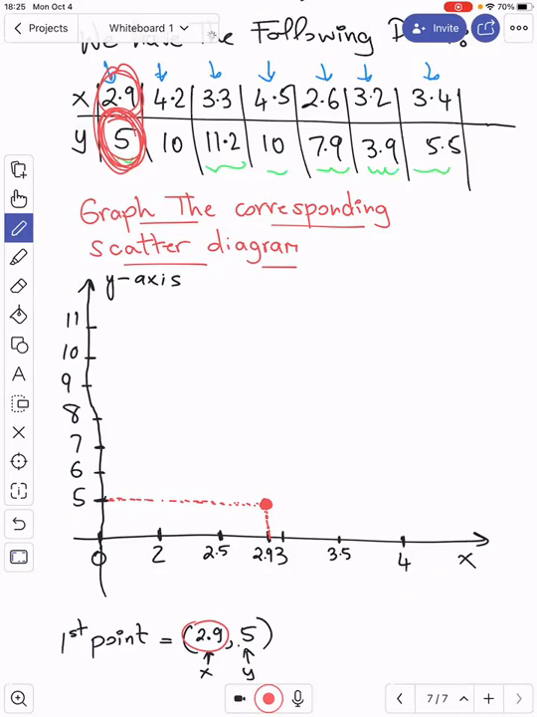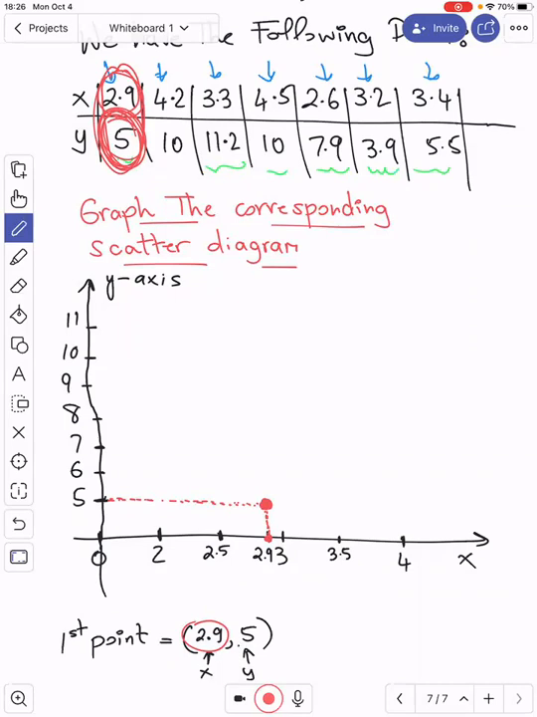Any question, guys, how I plotted this first point? You see how I got this point? It corresponds, again, to the first column, right? It's where x is 2.9, y is 5. So you start with x. Your x is 2.9, so it's going to be somewhere right here, close to 3. Then you draw a vertical line, and you stop at the level where y is equal to 5. And that will be your first point.